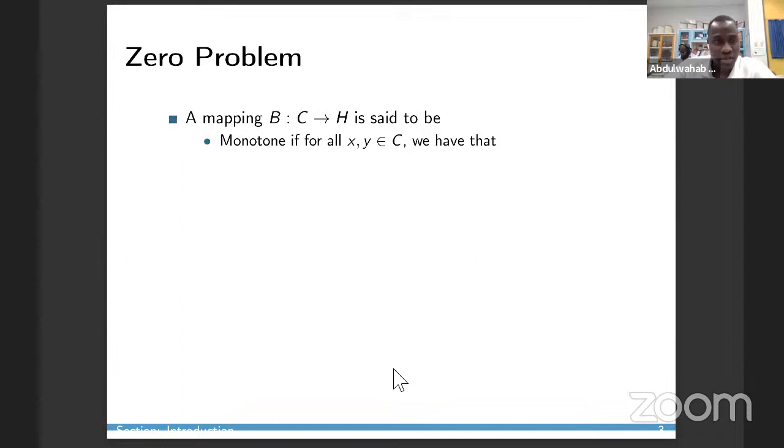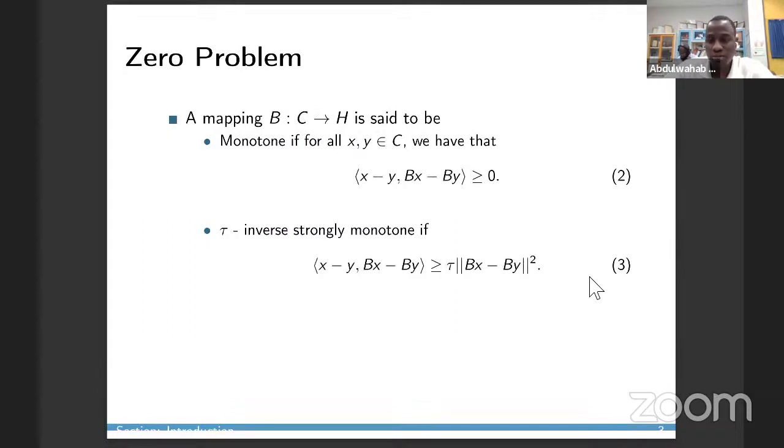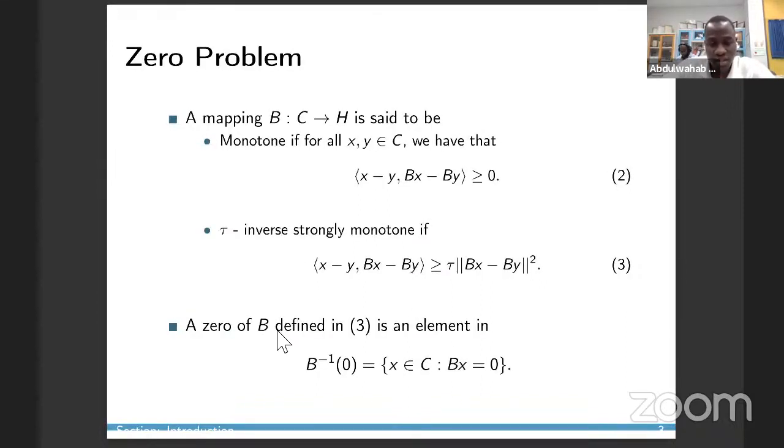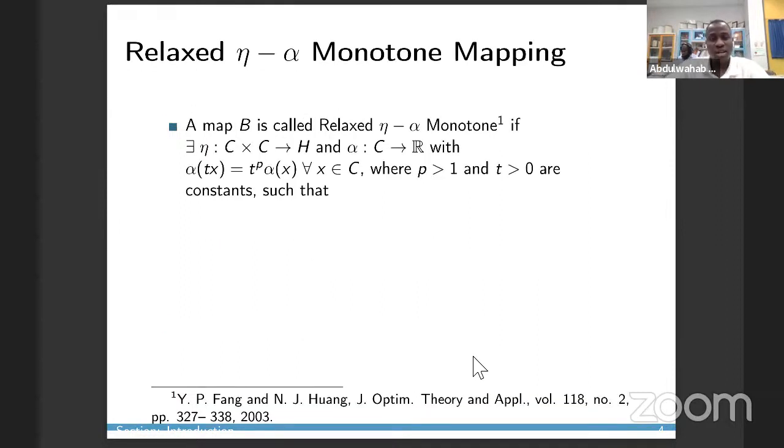Another problem of interest in this work is the zero problem, which is defined as the problem of finding a zero of an inverse strongly monotone mapping defined in 3, if there exists a strictly positive real number tau satisfying the condition 3. A zero of an operator B is a point in the set B inverse of zero satisfying this particular condition. In 2003, Fang and Hong introduced the generalized notion of monotonicity of an operator B, defined as a relaxed eta-alpha monotone mapping satisfying inequality 4, where eta is a bimapping and alpha is a function.